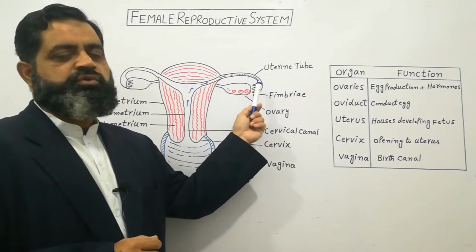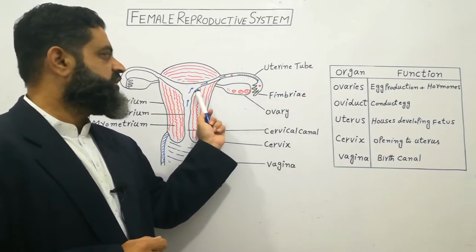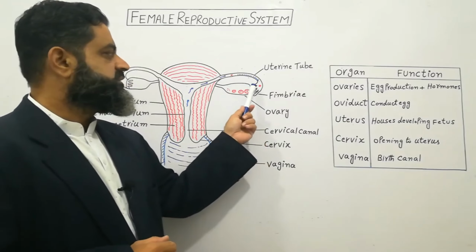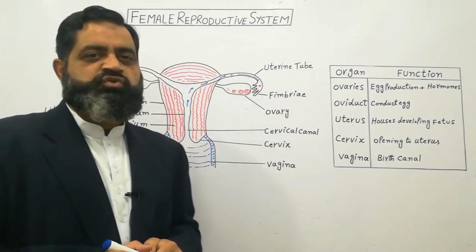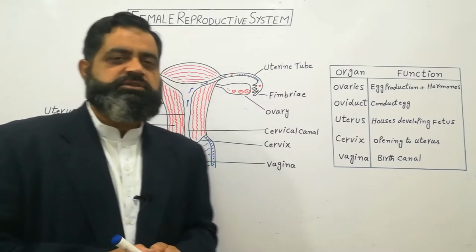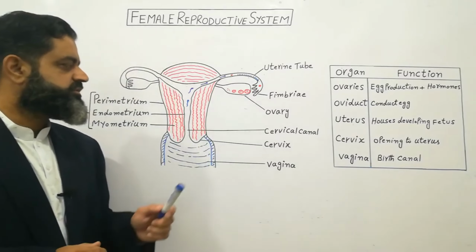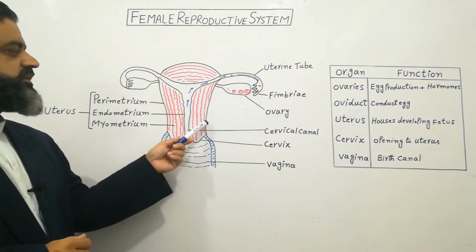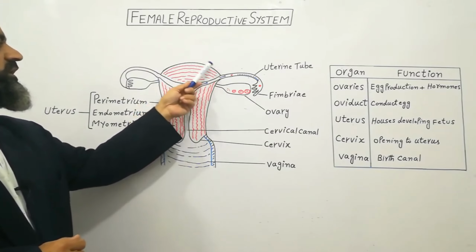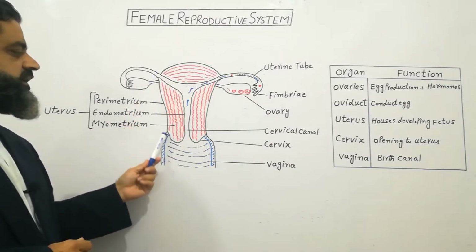It takes around 4 to 7 days to reach the wall of the uterus. At this point, the egg also waits for sperm to fertilize it. Now let's discuss some other parts of the reproductive system. The main reproductive part of the female reproductive system is the uterus. The red part, as you can see in the diagram, is the uterus.